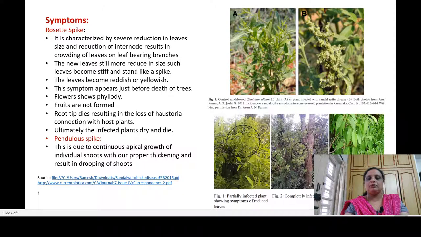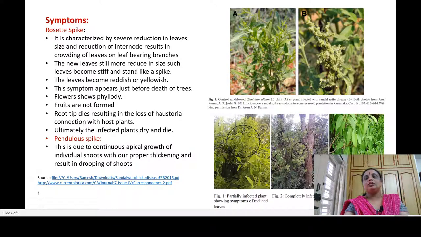So that is what you can see over here. In this image, you can see there are some branches showing such a pendulous spike. Compared to normal leaves, the leaves there are very, very small. That is, a reduction in the leaf has happened, and also you can see the internodal distance has become so much, which leads to the drooping of the shoot. So that is the reason it's called pendulous spike.